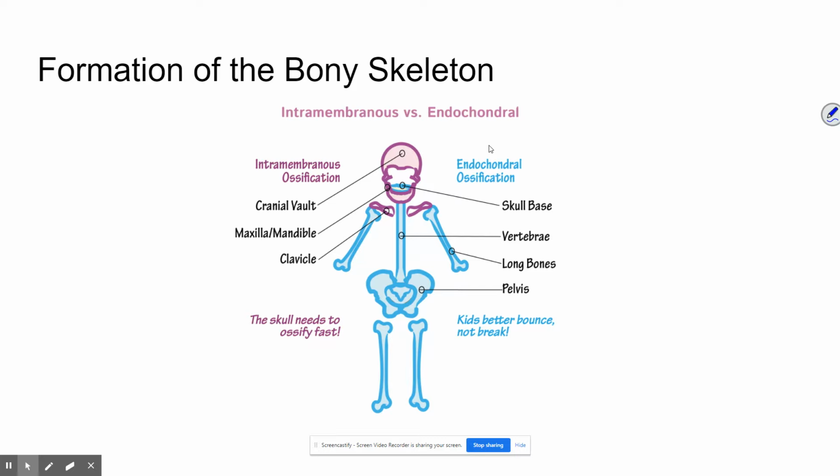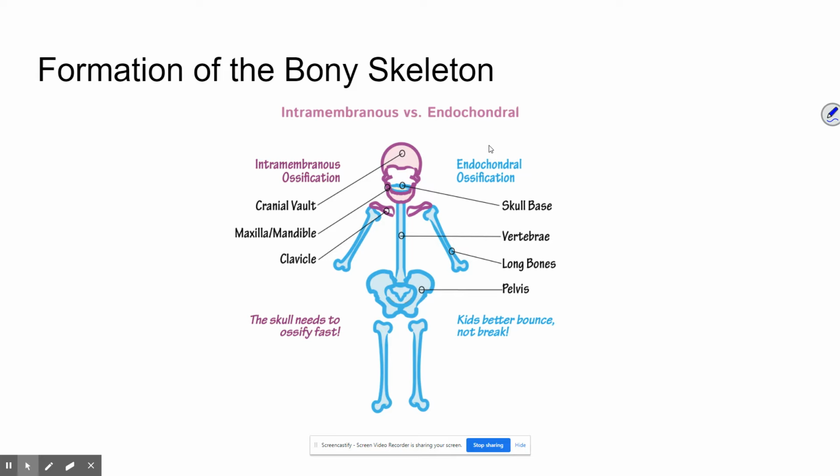The other type of ossification is called intramembranous ossification, and this develops from the fibrous connective tissues that are found in our embryos. Later, this type of bone is called membranous bone or intramembranous bone. And you can see here, we don't have a lot of this. It's found mostly in our skull and in our clavicles.